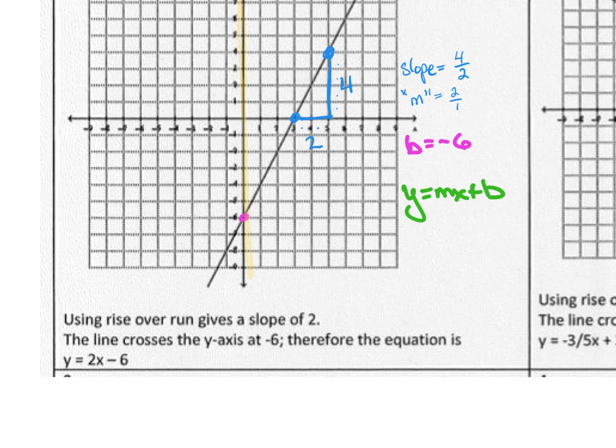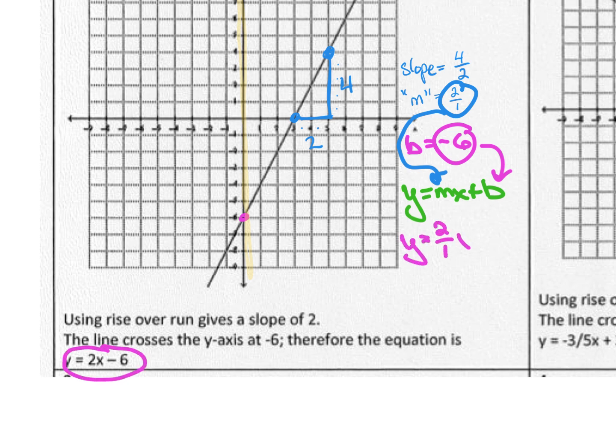I'm going to put my slope, 2 over 1, in for the m, and my -6 in for the b, and then we get this equation down here: y equals 2 over 1x plus a -6. You can write it as plus a -6, or it's also known as minus 6.